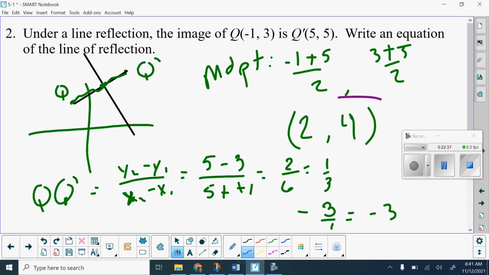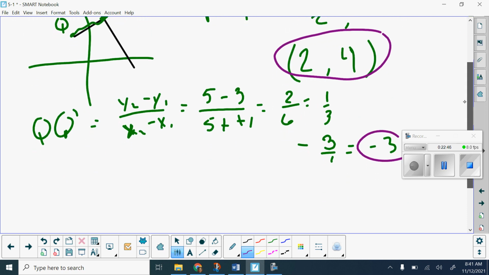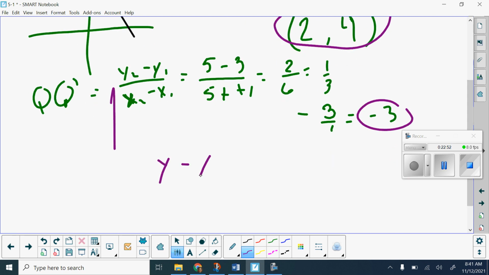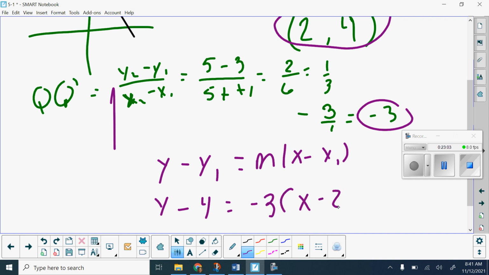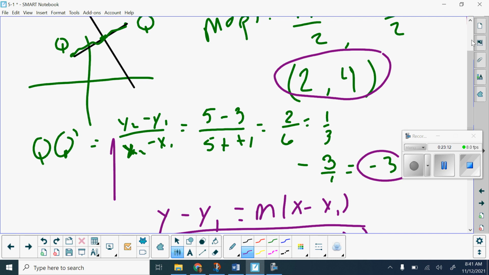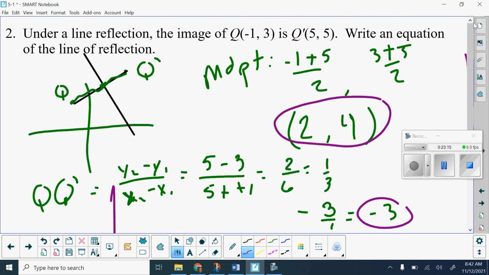All right, now I just have to put the point and the slope together, and I have my equation. So I can do point slope, which makes it very easy. Remember, y minus y1 equals the slope times x minus x1. So y minus 4 equals negative 3 times x minus 2. And there is my equation of my line of reflection. And notice I have that negative slope, which makes sense as it's tilting downwards.